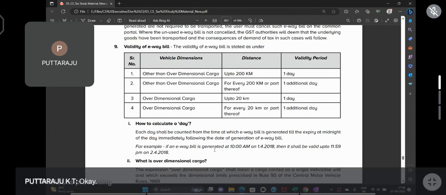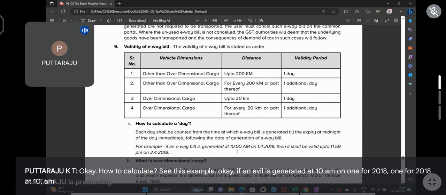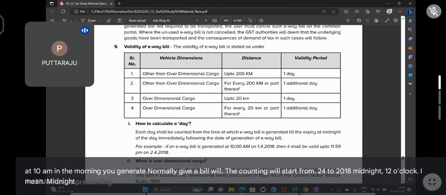Okay. How to calculate? See this example. If an e-way bill is generated at 10 a.m. on 1/4/2018, normally the counting will start from 2/4/2018 midnight 12 o'clock, which means the early morning of the second. The entire day till 11:59 p.m. on 2/4/2018 it will be valid.